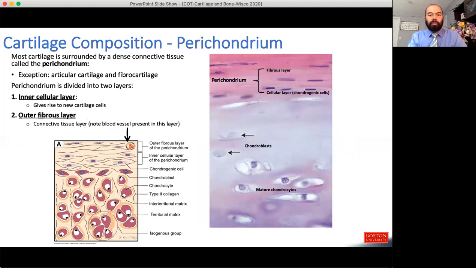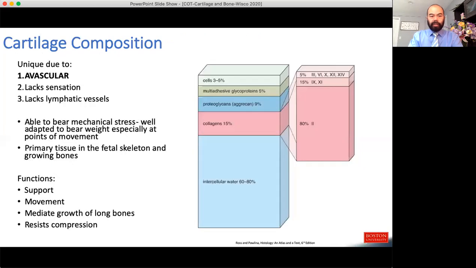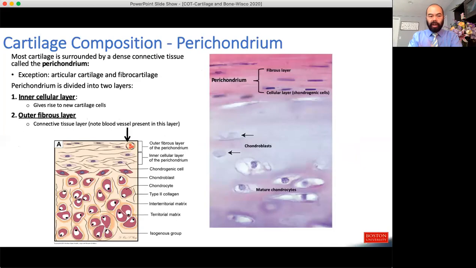Okay, so now let's talk about the perichondrium. The previous slide was on the matrix, the cartilage composition of the matrix. This is the perichondrium. So the perichondrium, this pink layer here, has two parts. First of all, the whole thing is a dense connective tissue. It's a dense irregular connective tissue. Articular cartilage and fibrocartilage do not have a perichondrium. I mentioned earlier that fibrocartilage doesn't have a perichondrium, but I didn't mention that articular cartilage, which is a hyaline cartilage, also does not have a perichondrium.